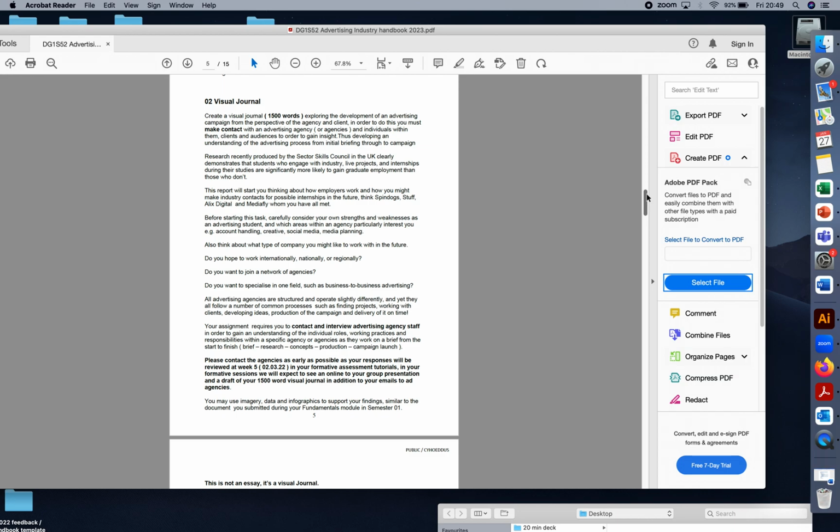You could compare and contrast different agencies. It's really up to you. So whether you speak to one person or 5, it doesn't really matter. Again, we'll explain this at the unpacking session next week.